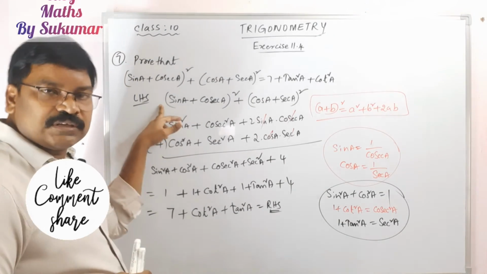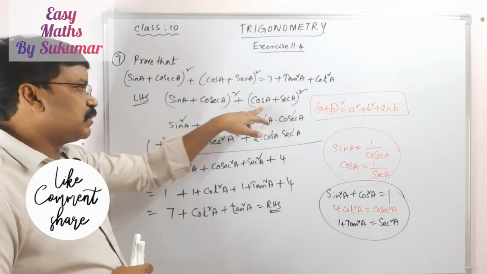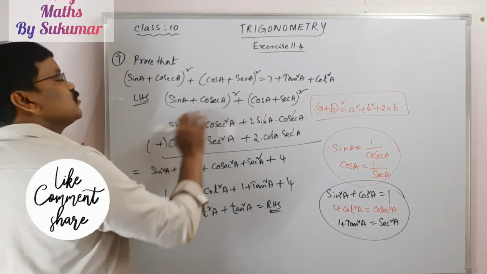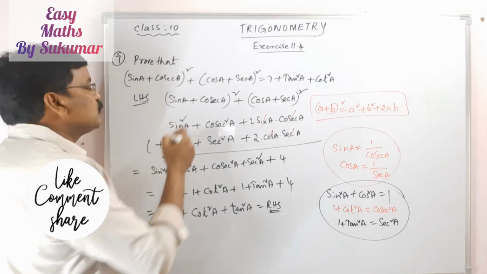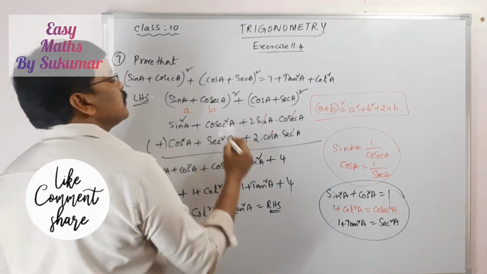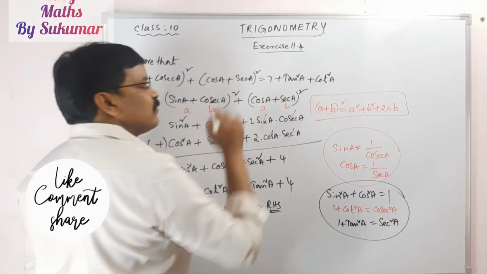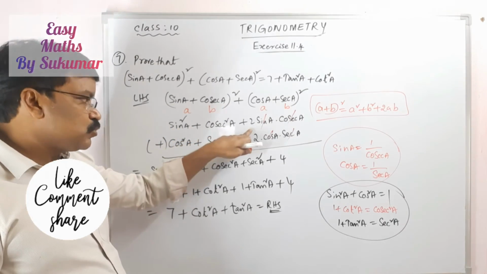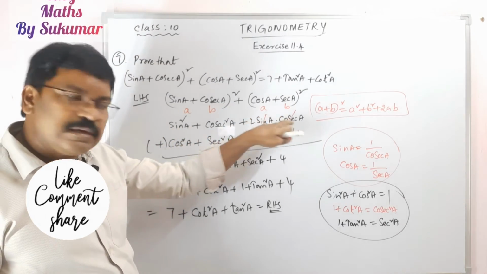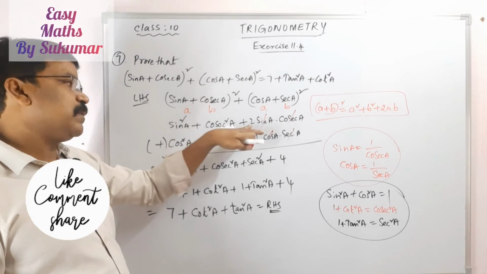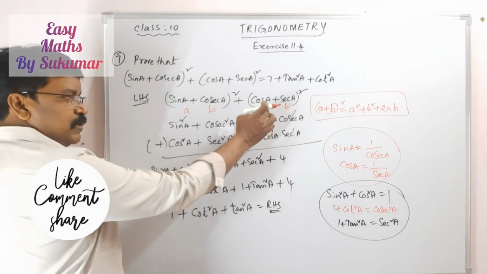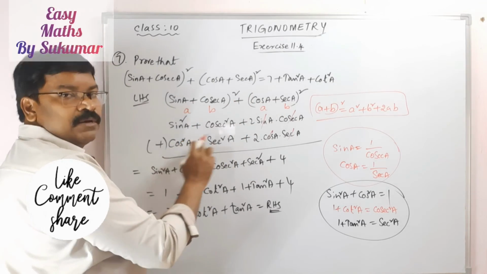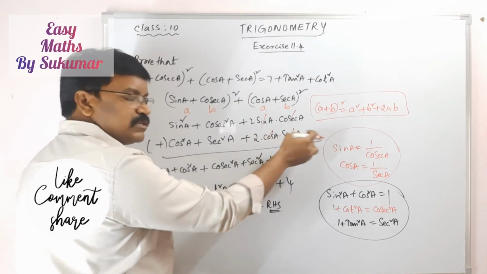Let me explain, my dear students, again. Take LHS here. Sin A plus cosecant A whole square plus cos A plus secant A whole square. Here, my dear students, just I am expanding using a plus b whole square. This is a and this is b. Here also we use the same formula. That means sin square a plus cosecant square a plus 2 sin a cosecant a. 2ab, a square plus b square plus 2ab. Here also same. A means cos a, b means secant a. That means cos square a plus secant square a plus 2 cos a secant a.